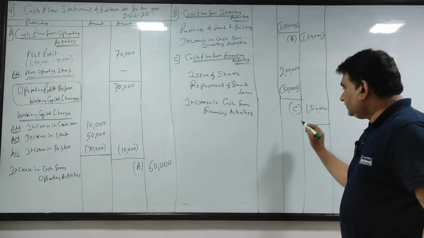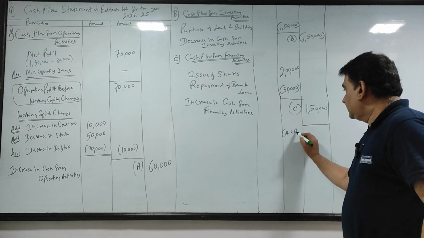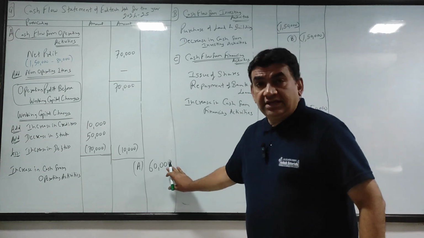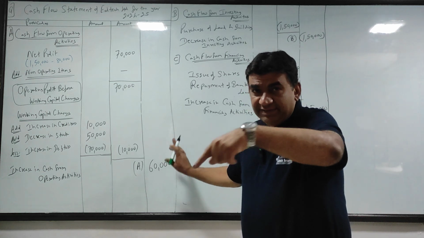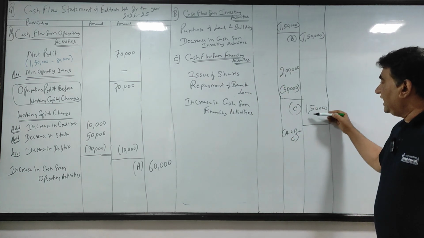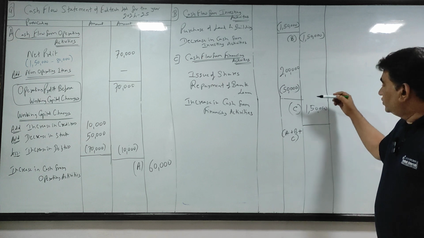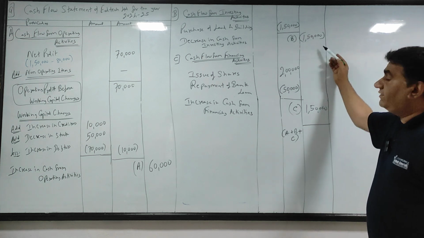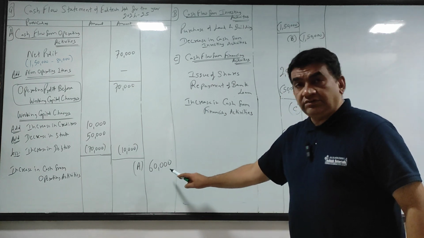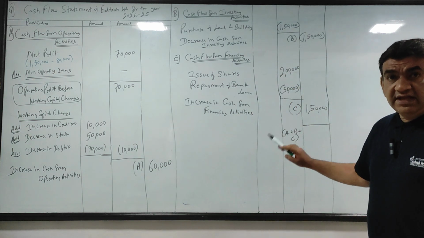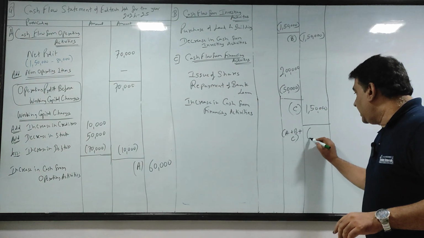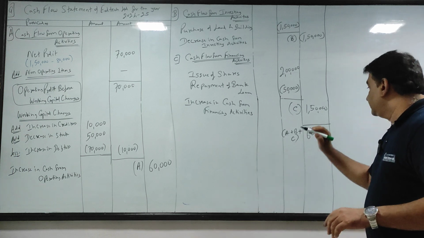इसके नीचे A plus B plus C. What is A? Positive 60. Listen guys, अभी मजा आएगा. A positive 60. B negative 150. C positive 150. So 60,000 minus 1,50,000 plus 1,50,000. 150 plus minus out, बचा क्या, 60. So A plus B plus C का total हो गया 60.